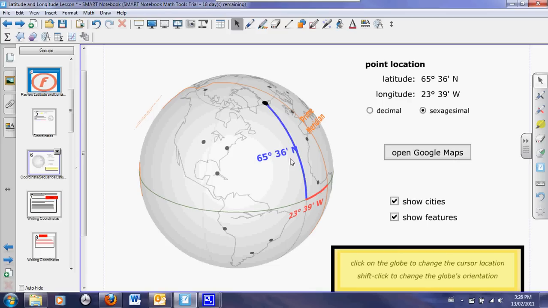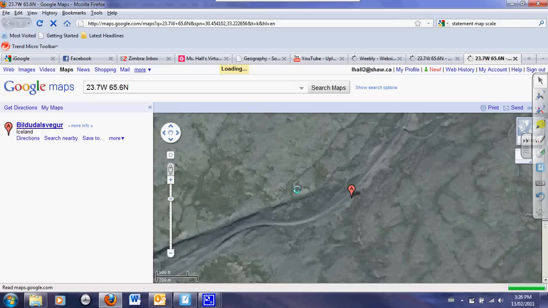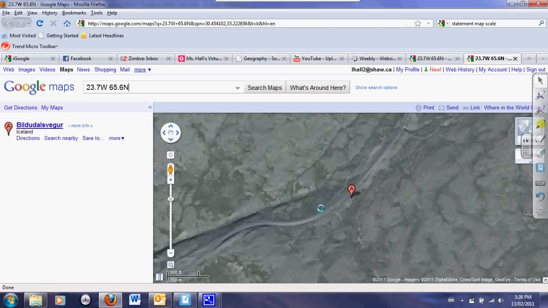And if you remember from our 5 themes of geography, that is the absolute location, and that's how you can pinpoint it with incredible accuracy. Now let's take a look here. If we open up Google Maps, if we were to actually pinpoint exactly where we are, this is what we would see on an actual satellite image.